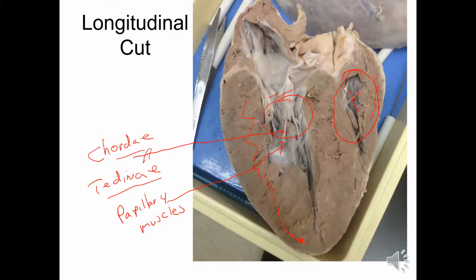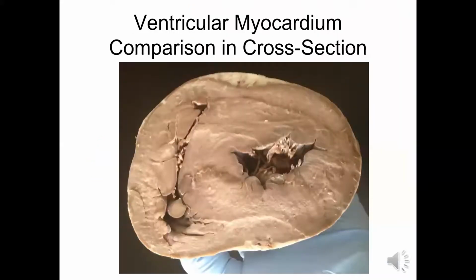But get this, the semilunar outflow valves don't have chordae tendinae or papillary muscles. Got it? But AV valves do. And that's my point, because there's a question on the exam about that. And you can clearly see the chordae tendinae, so it has to be an AV valve. Like this one right here, if I cut the heart from the top and you're looking down at it. So what chamber would this be? This thick muscle here, left or right ventricle? The left. Yeah, you got it, because it's so much thicker.